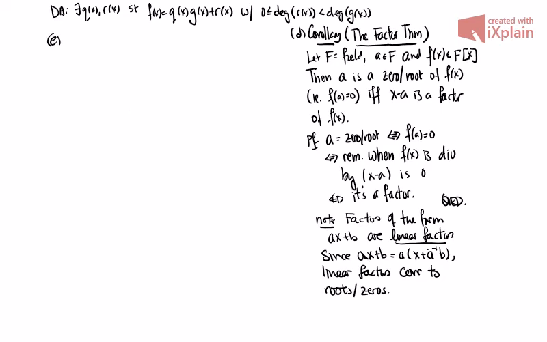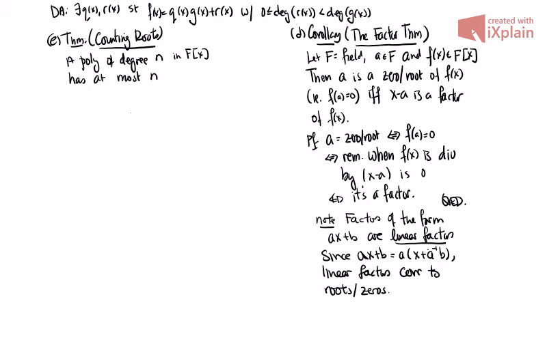So the final theorem, theorem E, which I'm going to call counting roots. This should be pretty familiar from pre-calculus, basically in a standard way. So we'll say a polynomial of degree n in F[x], so with a field, has at most n roots, zeros. So a couple notes.